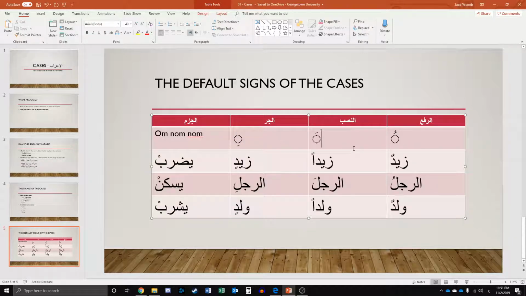Now we will talk about the declension, the change in the sign based on the number. So it's one rajul versus two rajuls versus three rajuls, and what the rafa', nasb, jar will look like in that case, but that's for later. Right now you need to know the default sign is dhamma for rafa', fatha for nasb, kasra for jar. Dhamma, fatha, kasra. Rafa', dhamma, nasb, fatha, jar, kasra. And jazm is just eats. Alright?